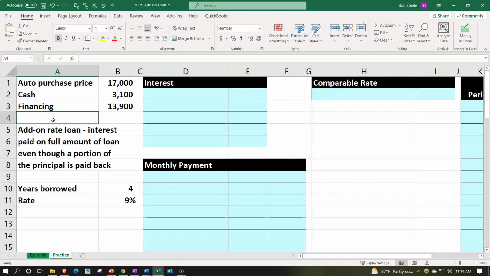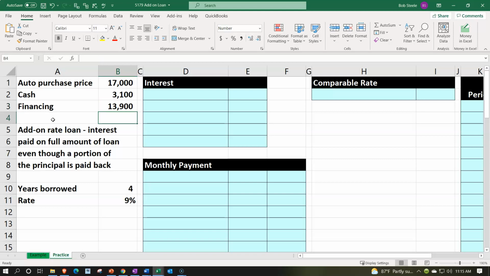We've got the auto purchase price. We're purchasing an auto, $17,000, with cash of $3,100 that we have. Therefore, the difference is the amount that we're going to finance, $13,900. We're then shopping around for loans for that $13,900.